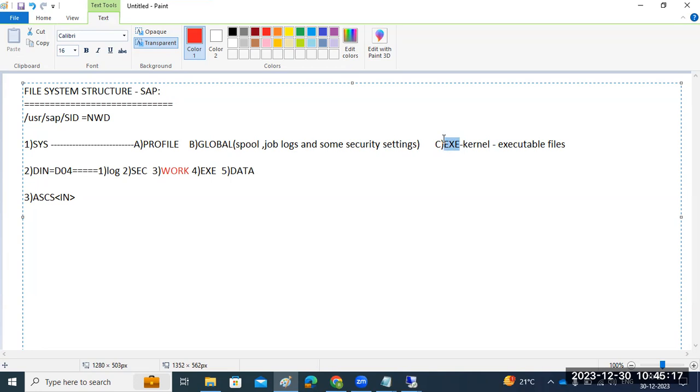It is very important in the further classes, so you need to learn all of these paths by heart. Why? Because if someone asks a question, they will definitely ask questions on these areas. The file system structure is very important, so please practice it up to here.